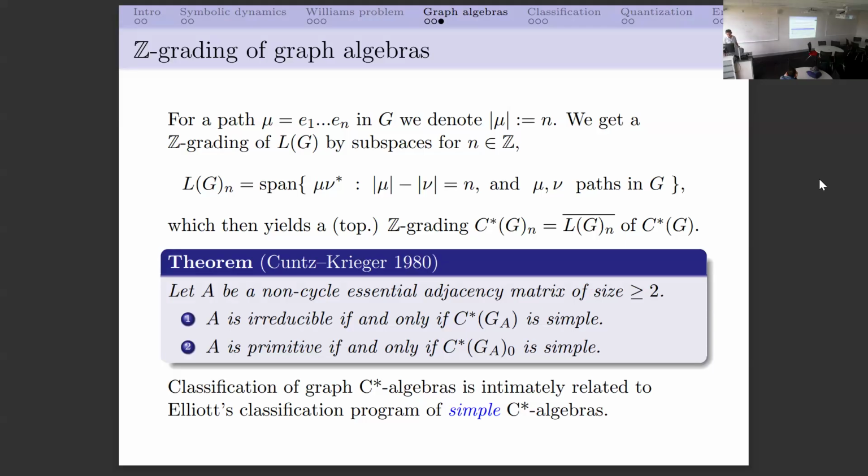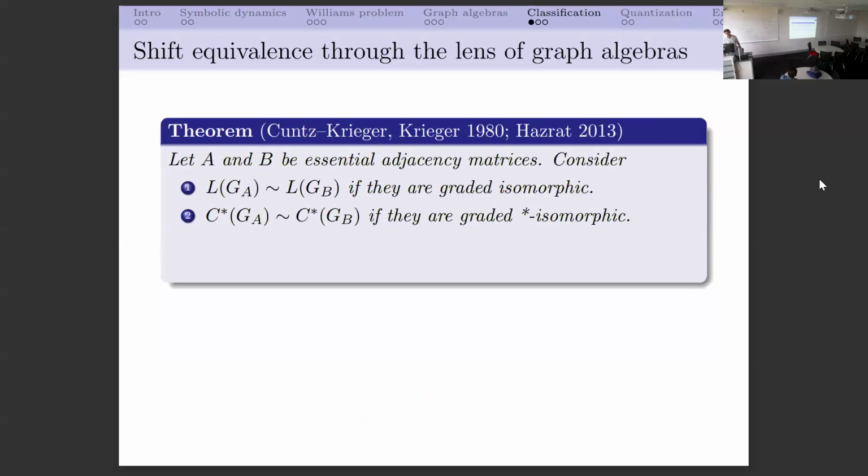Nuclear, unital, and what else? Nuclear, UCT, separable, yes. Z-stable, finite nuclear dimension. Anyway, okay.